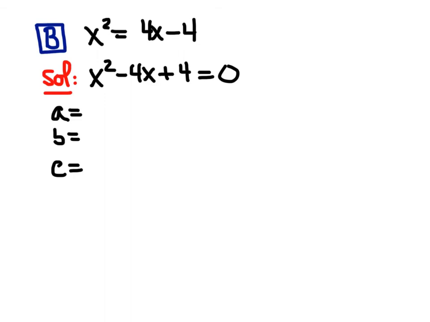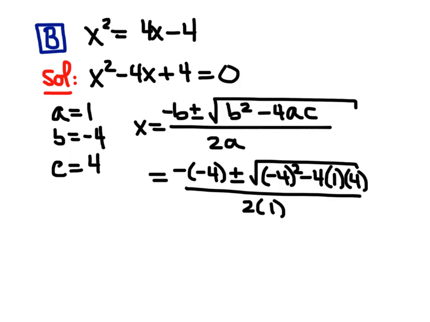Okay. Then we find out what our a, b, and c values are. So the coefficient on the x squared is a 1, coefficient on the x is a minus 4, and the last constant term is a positive 4. Okay? And then we jump right into the equation. So here's the quadratic formula that we use today, right here. And I'm plugging in everything I know from my a, b, and c values.